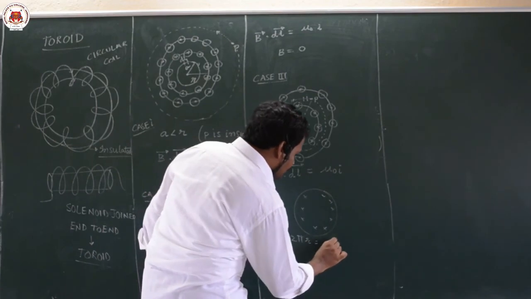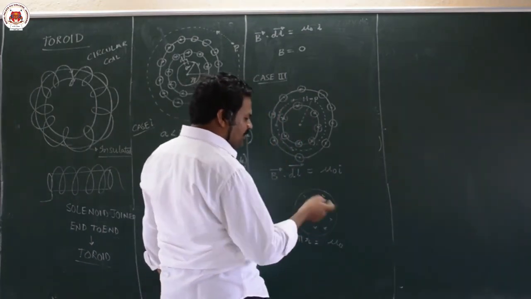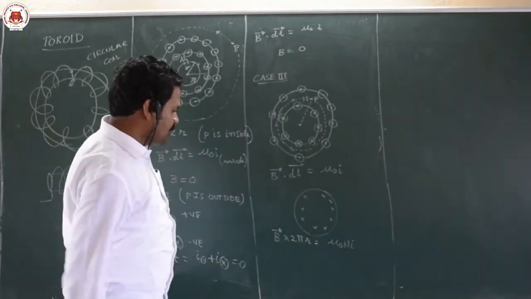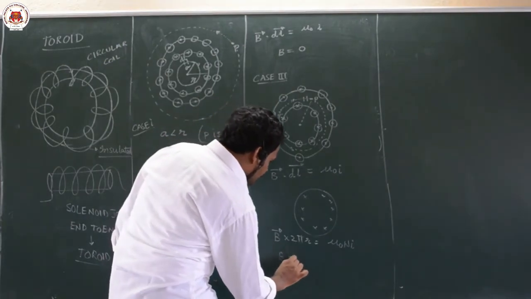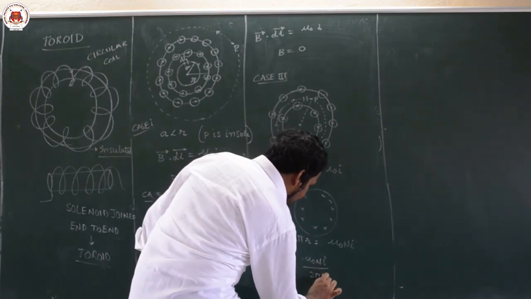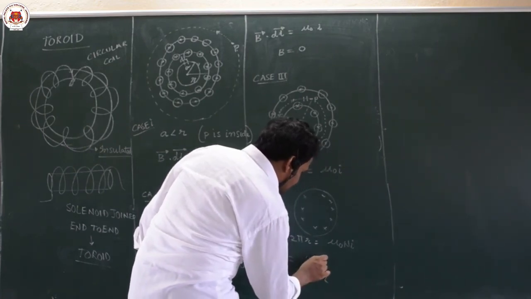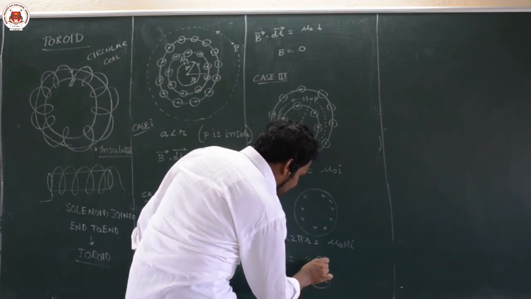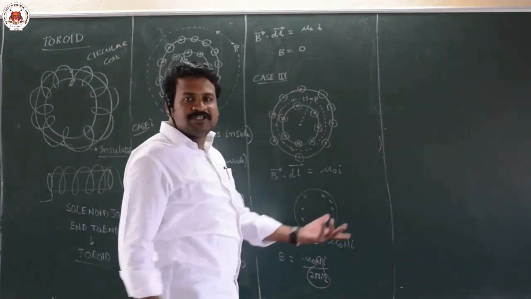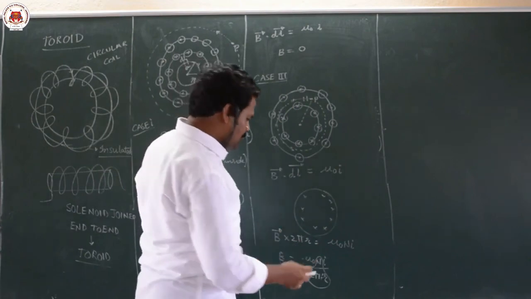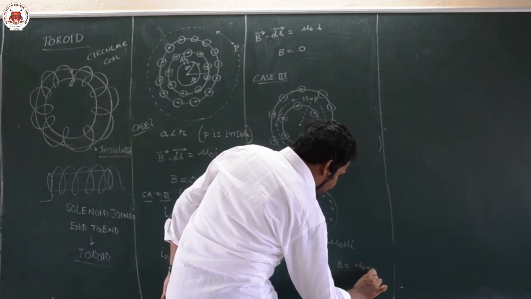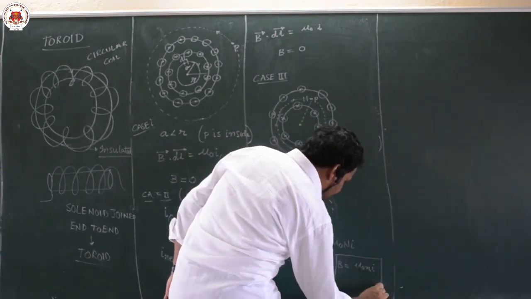is equal to mu naught, number of turns, that much current will be there within the loop, because the loop encloses all the turns. Therefore B is equal to mu naught N I by 2 pi r. This N by 2 pi r is nothing but the number of turns per unit length, because the length of the toroid is 2 pi r, as it is in the form of a circle. Therefore B is equal to mu naught n I.